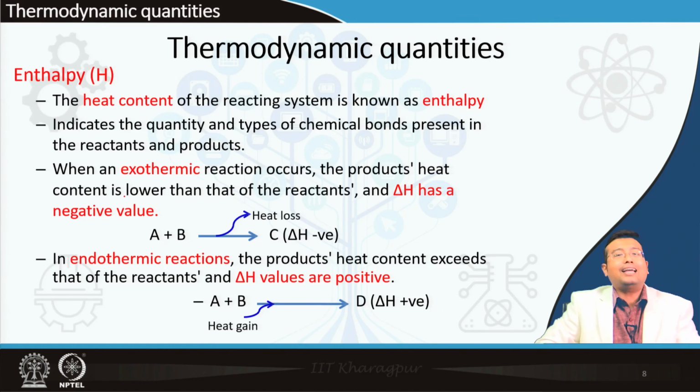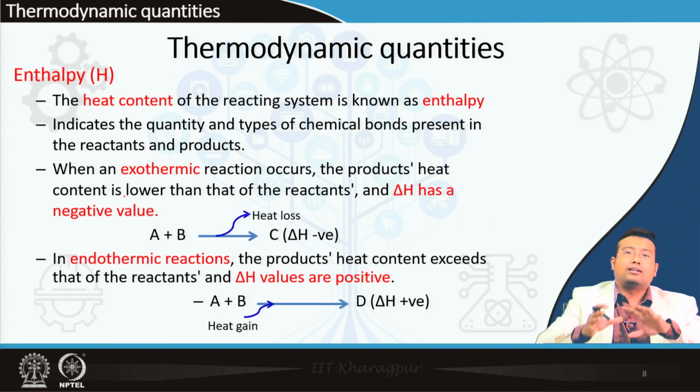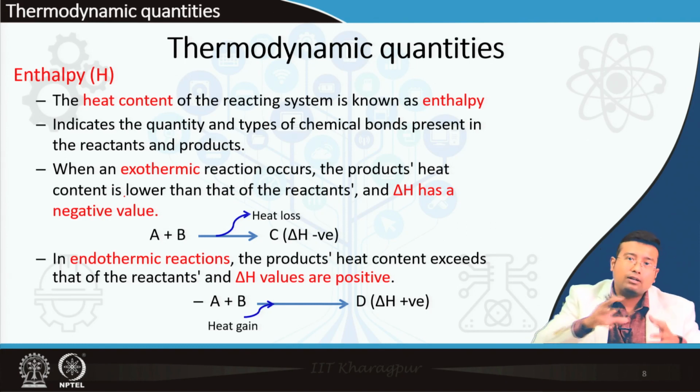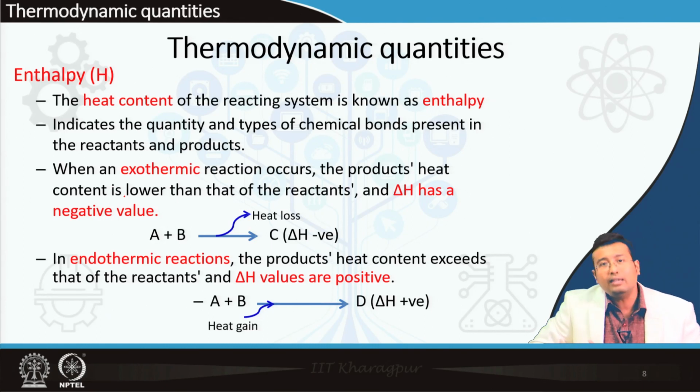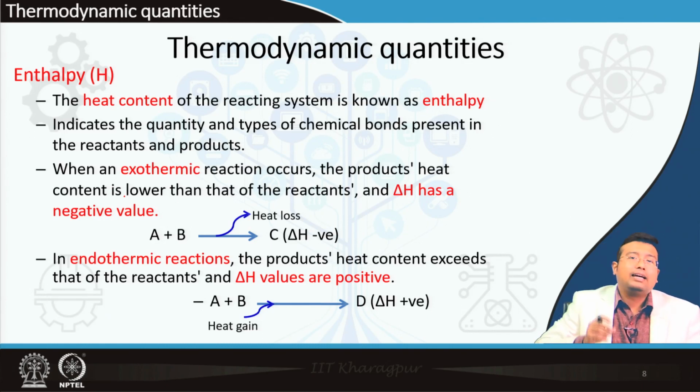Okay. So the next thermodynamic quantity is enthalpy. This is also another derivative of the laws of thermodynamics. So what is enthalpy? It is denoted by capital H. It denotes the heat content of the system. How much heat is present in the system? How do we determine how much heat is present in the system? It is determined by the total amount and quantity of chemical bonds that are present in the reactant and product.